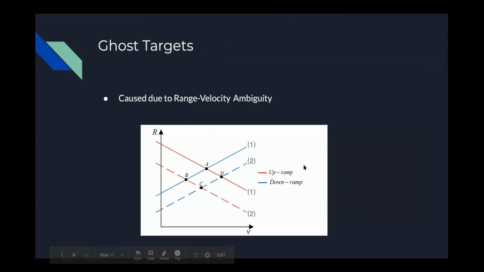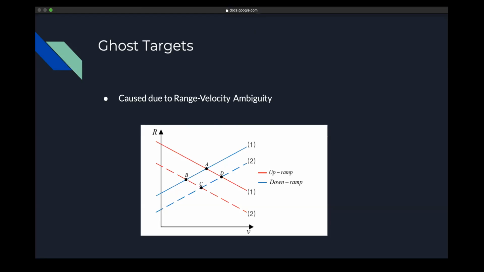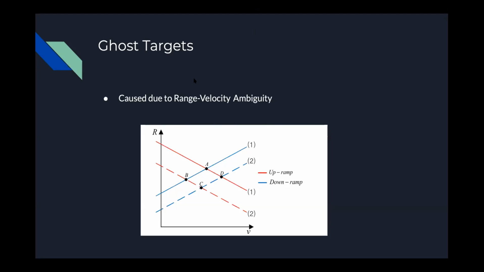Now, as we can see, for the up and down chirps, we get four different lines, since the down chirp also has similar straight line equations. So there are a total of 4 points of intersection, but there are only two objects. The other 2 points of intersection correspond to imaginary or ghost targets, and this causes the range velocity ambiguity problem. We can't find the range and velocity simultaneously by using just an up and down chirp. It causes 4 different possible combinations.